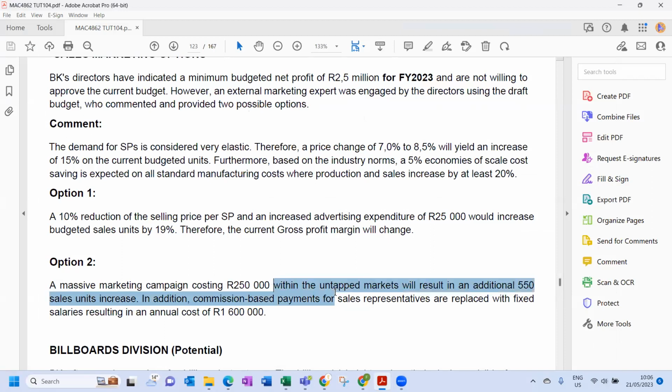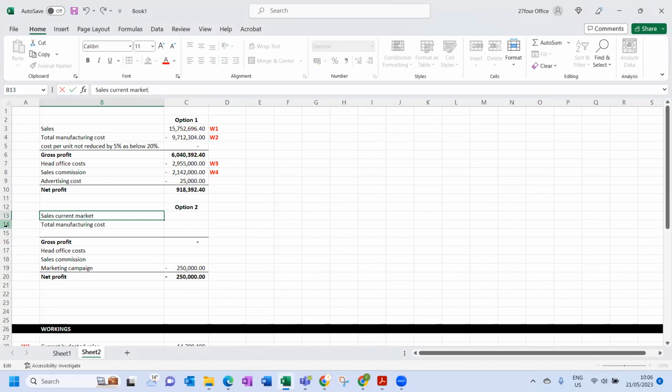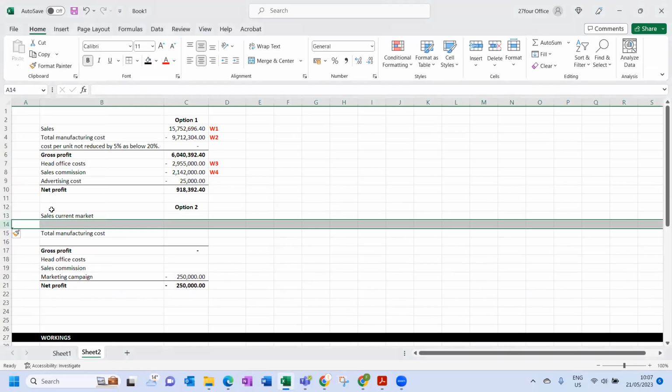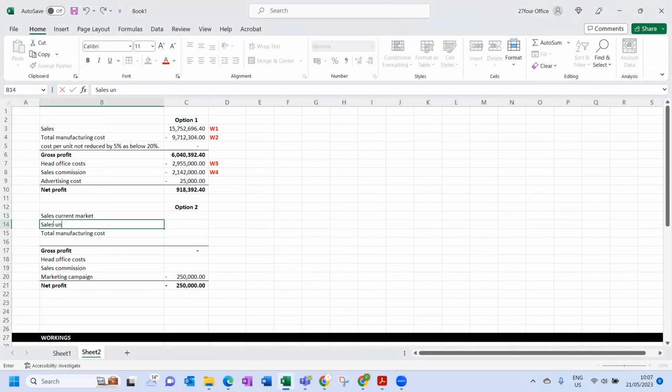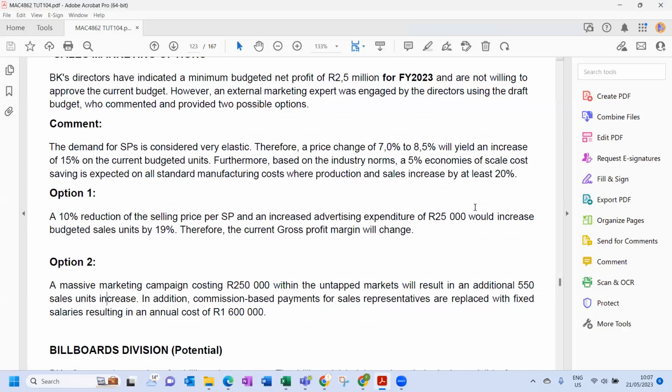Within the untapped market, this will result in an additional 50 sales increase. So this is only for the untapped market, so we need to bring that in. So let's go do that quickly: sales, current market, sales, untapped market. Okay, so I brought that in. We just need to put in the numbers, but at least I now have something to work towards.